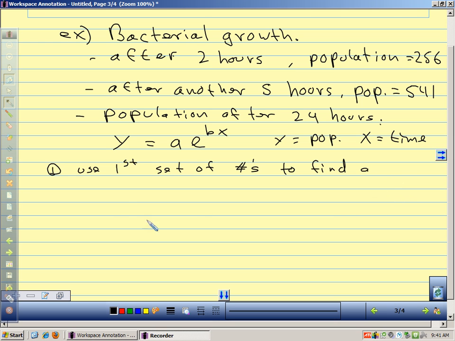So plug in our first set of numbers. 256 equals ae to the b times 2. And I want to use this first set of numbers to find a. Yes, the 2 is from the 2 hours. So our population is 256, our time is 2 hours. Now I want to get a by itself, so I'm going to divide both sides by e to the b times 2.